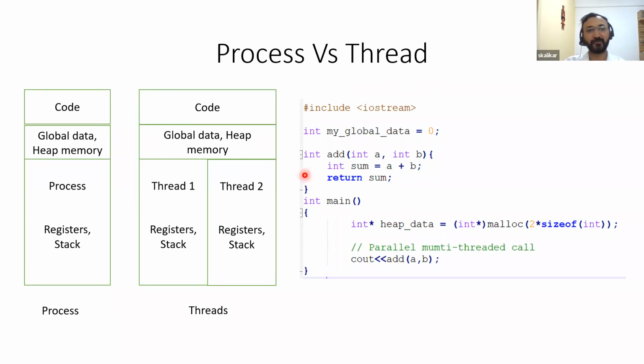Anyway, you have global data which goes into the global section of this process address space, and heap memory, whenever you allocate anything with calloc or malloc, goes into the heap section of your address space. Registers are CPU registers, and for the stack, every function has its own stack. So eventually a process itself has its own stack.